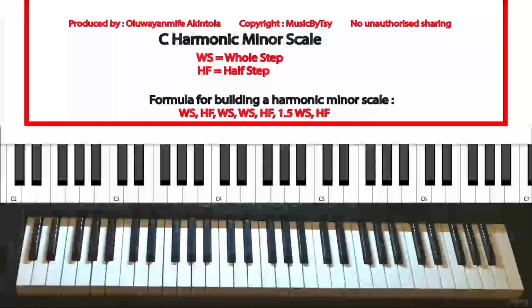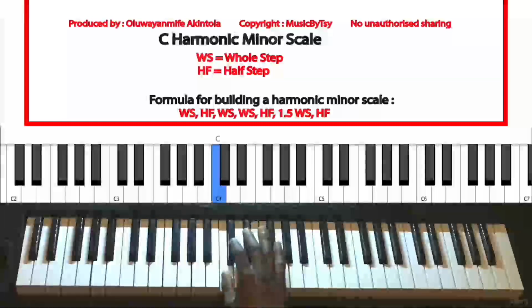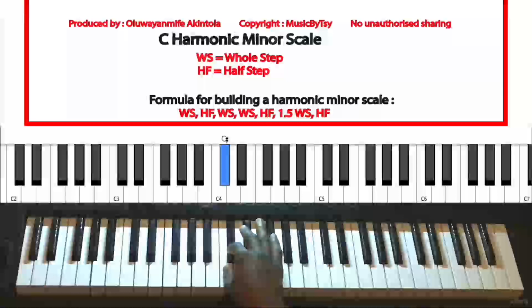Now the other method that we could have used to figure out the C harmonic minor scale is to use the formula. Just to remind you, whenever you move from one key to the next key without skipping any key, that is known as moving by a half step. For example, if I move from the key of C to the key of C sharp, I've not skipped any key. Therefore I've moved by a half step.